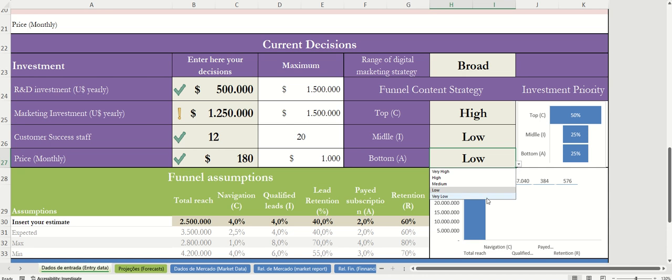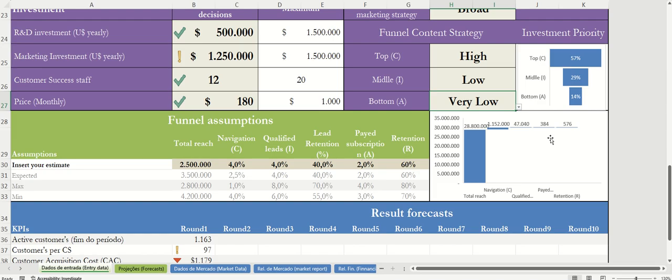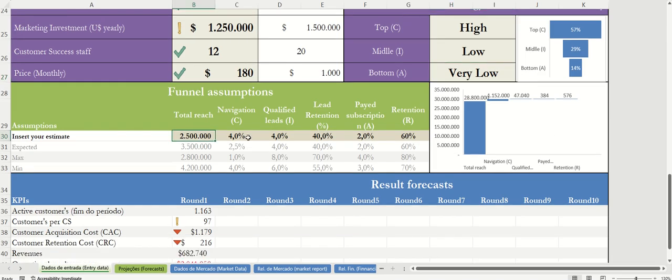Let's say that I'm going to increase the difference here and put, for instance, very low. And this will be the allocation of budget in different types of content in my strategy, okay? The last thing to check your forecast is to use these assumptions here to check what can be the number of customers at the end of round one.